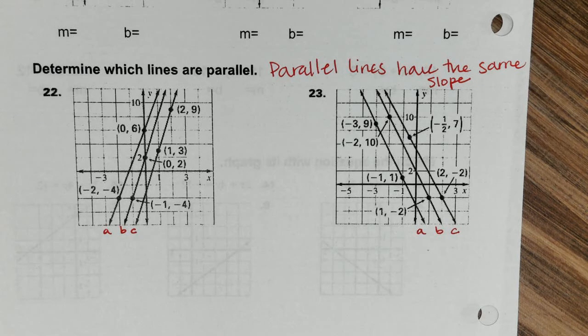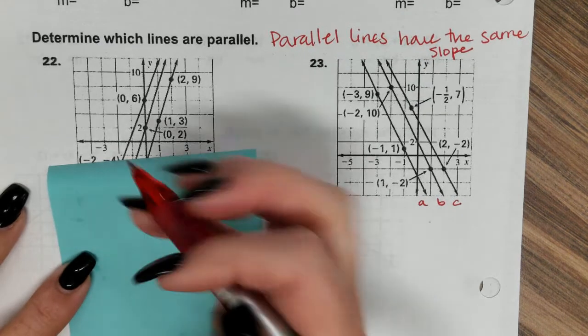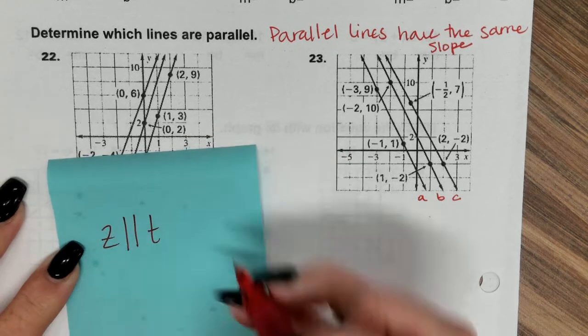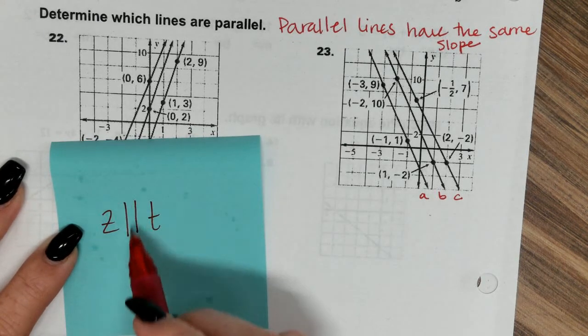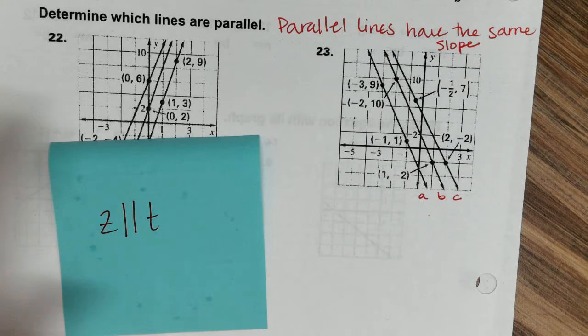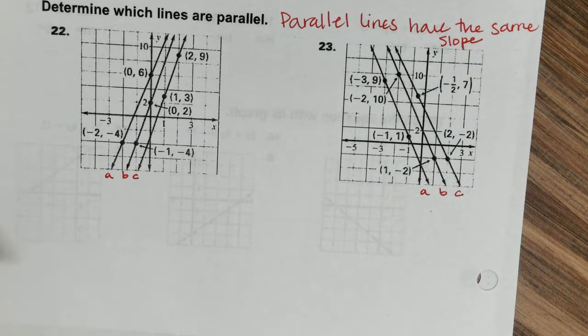If you feel like you can tell just because, then that's fine. If you need to find the slope, that's fine. So you would write, I'm not going to give you all the answer, but let's say Z and T were parallel. I would write my answer like this. If Z is parallel to T, you don't have to write it out. When you put two lines like this, that means parallel. Or you could write Z is parallel to T. Okay, flip to the back.